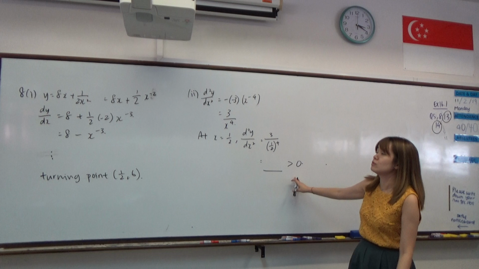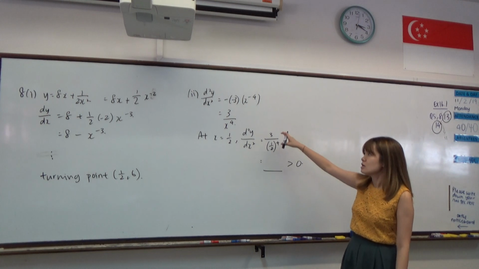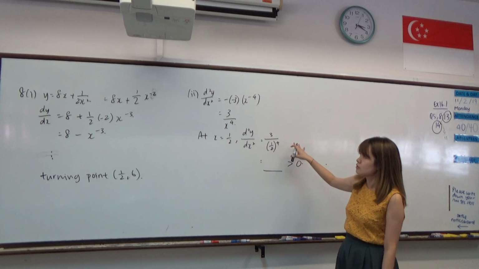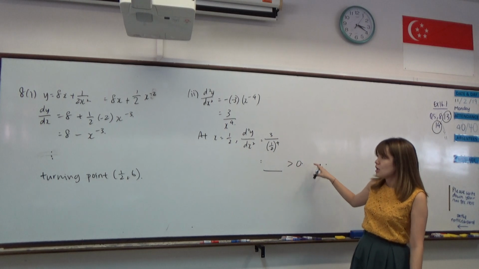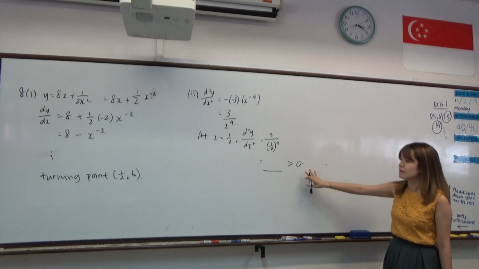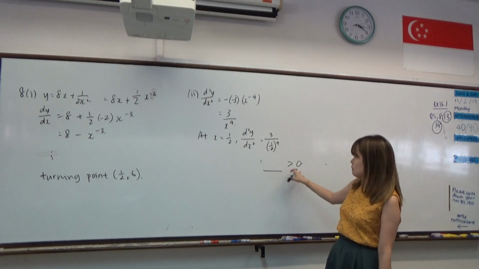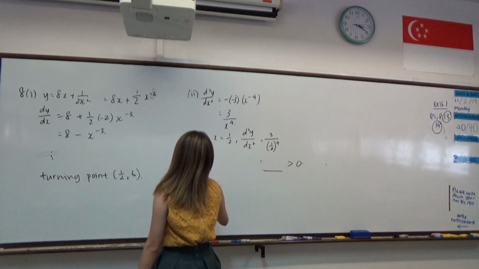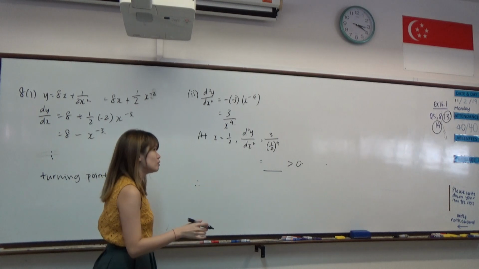At this point, I hope that you are aware of the second derivative test. So you differentiate again to get the second derivative. Then after that, sub in x equals to half. Find out what is the d²y over dx² value. Okay, it will definitely be more than zero from what I'm seeing. So therefore, if it's more than zero, it will be a minimum point.